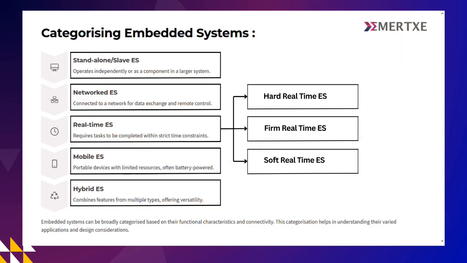Embedded systems can be categorized based on how they operate and connect. First, standalone and slave embedded systems. This works independently or as part of a bigger system, like a washing machine controller. Next, network embedded systems. These are connected to a network for remote control or data exchange, like smart home devices. Third, real-time embedded systems. They need to respond within strict time limits. These are further divided into three.